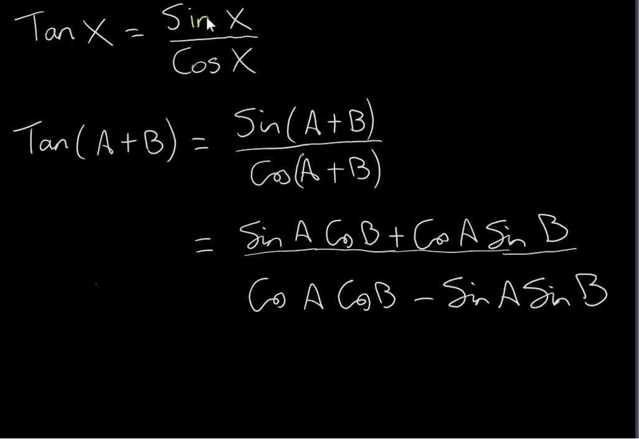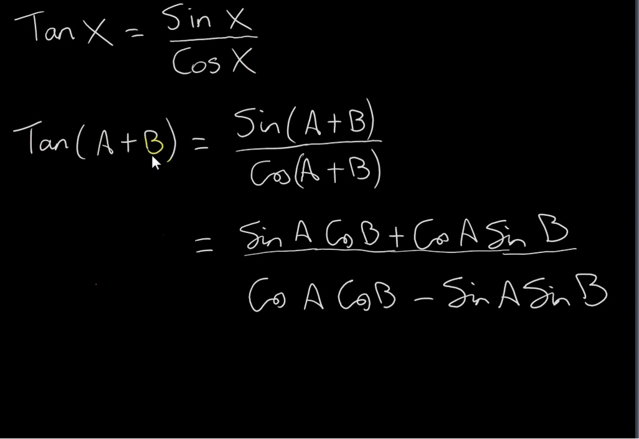Now the tan of any angle is given by the sine of that angle divided by the cos of that angle. So if we want to get the tan of A plus B, we get the sine of A plus B and divide by the cos of A plus B. Now from previous videos, the sine of A plus B is sine A cos B plus cos A sine B. The cos of A plus B is cos A cos B minus sine A sine B.